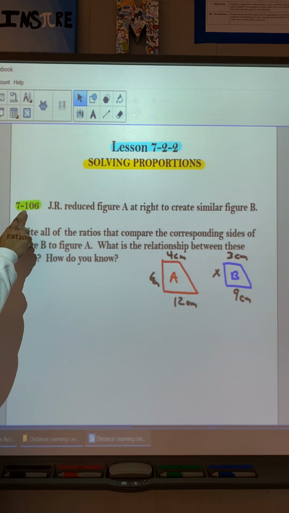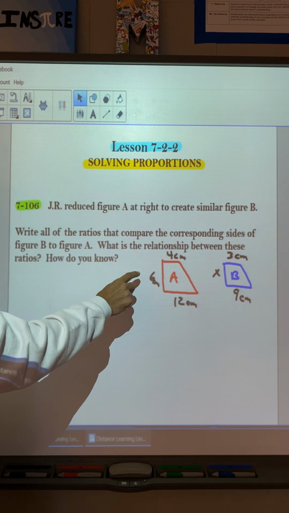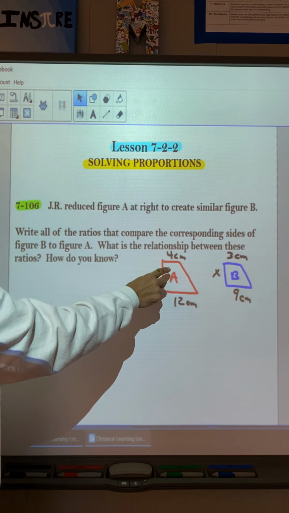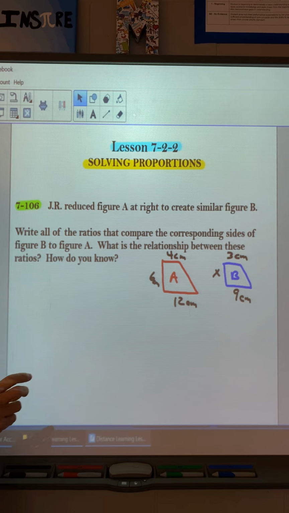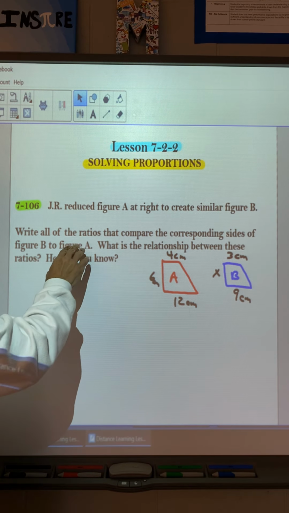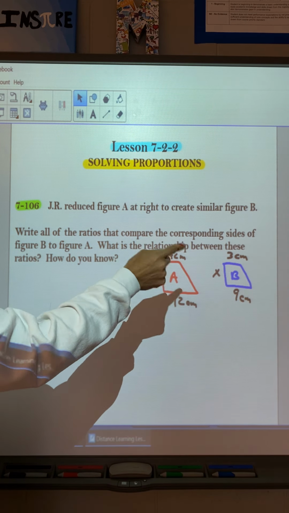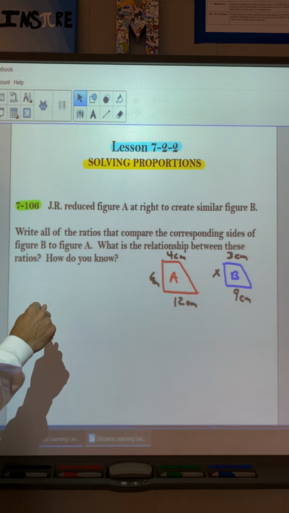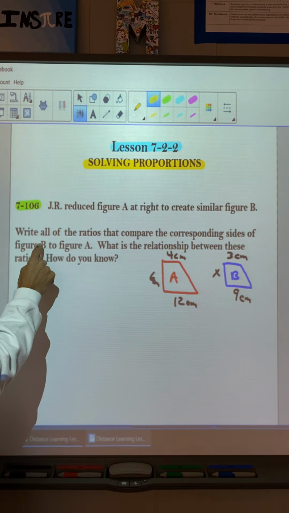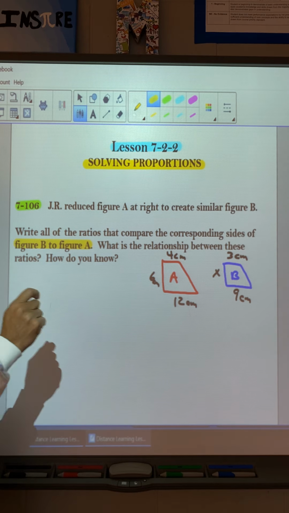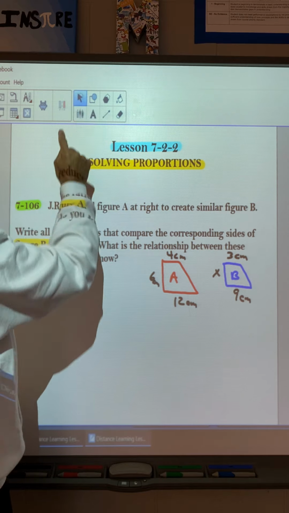So JR in 7-106, back in the book, JR reduced figure A, which is my red figure here, to create a similar figure B. So he shrunk it down to get to B. They want us to write all the ratios that compare the corresponding sides of figure B to figure A. So this is a key, figure B to figure A. The order does matter. So they want to know what's the relationship between those ratios and how do we know this?